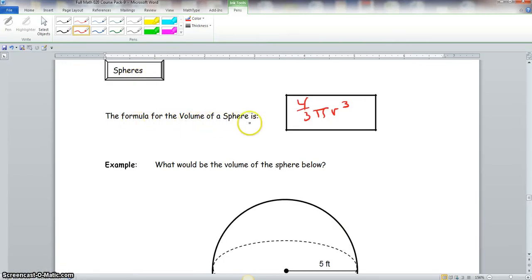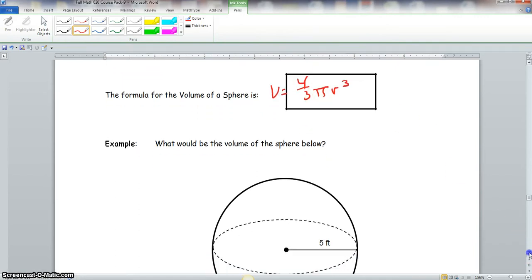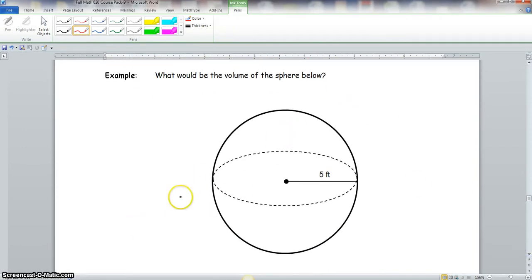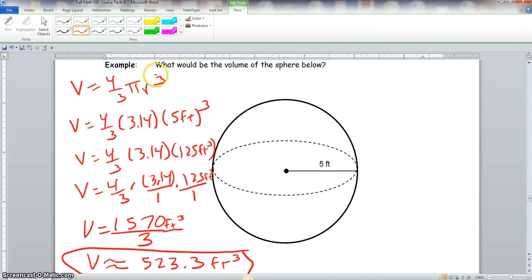It says the formula for the volume of a sphere is, and we know volume is equal to 4/3 pi r cubed, which is derived on that formula sheet that I told you about. So now we want to know what would be the volume of the sphere below. So volume is 4/3 times pi times radius cubed. So we'll substitute. Pi would be approximately 3.14. The radius here is 5 feet. Now 5 cubed is 125 feet cubed. And then we'll put these values over 1.